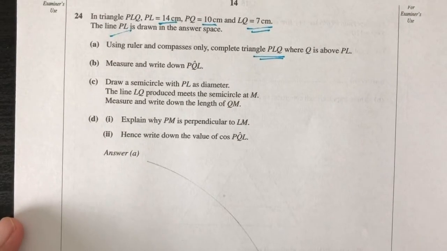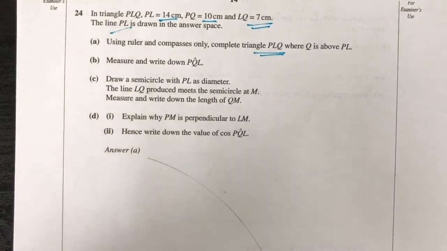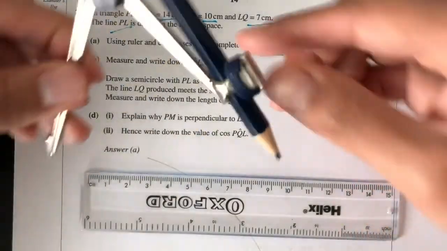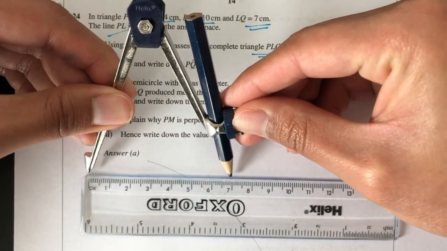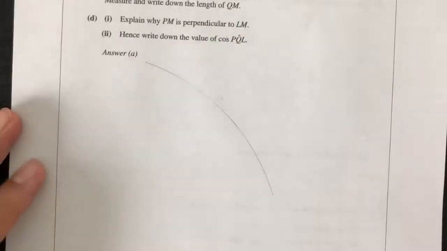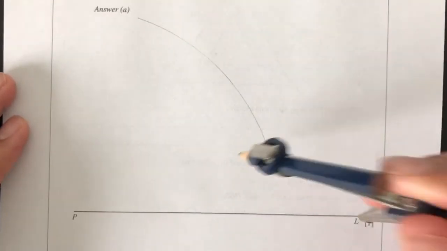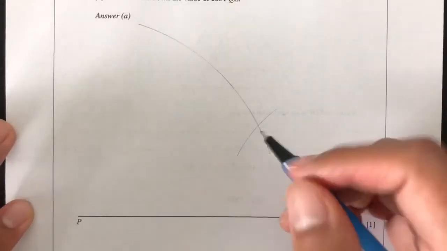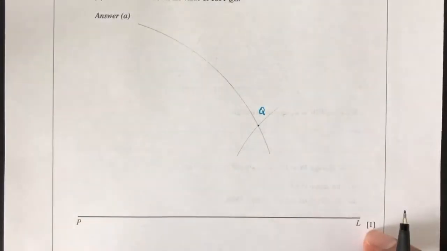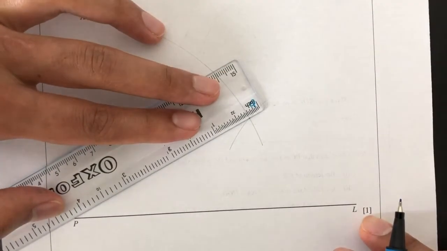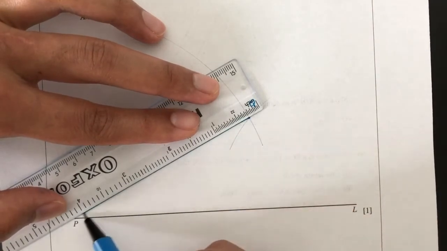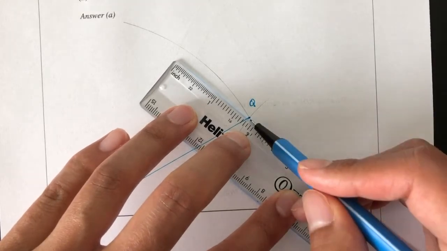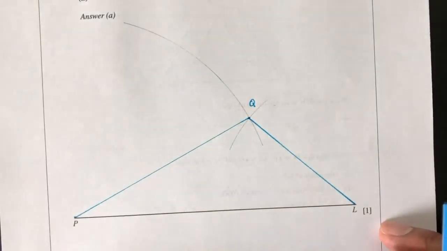Now it says LQ is 7. So let's measure 7, and we have to draw an arc from the point L. So 7 here is here, and now from L. Okay, so they're drawn, and at this point, this will be your point Q. So draw them together. Now we have the triangle PQL. That's the triangle PQL.